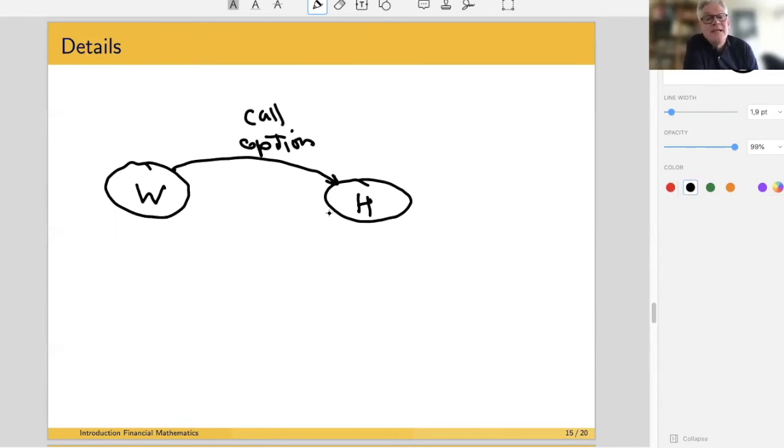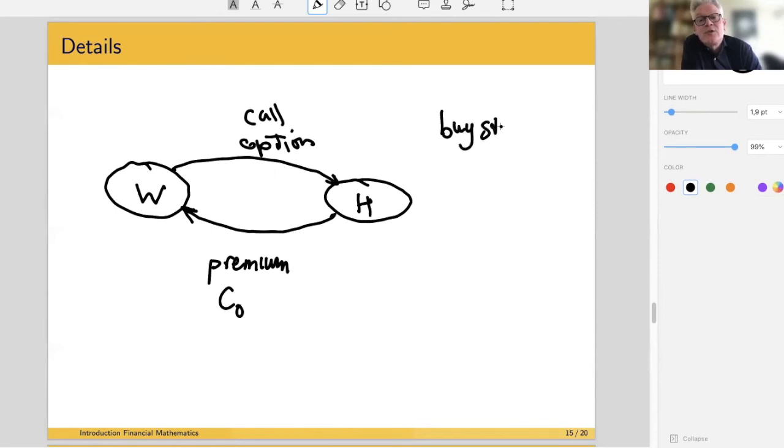For that, immediately at time 0, the holder pays a so-called premium, C0, the value of the option at time 0. That is immediately paid by the holder to the writer in order to have that contract. Now, the holder owns that option contract, the option to buy stocks for K.